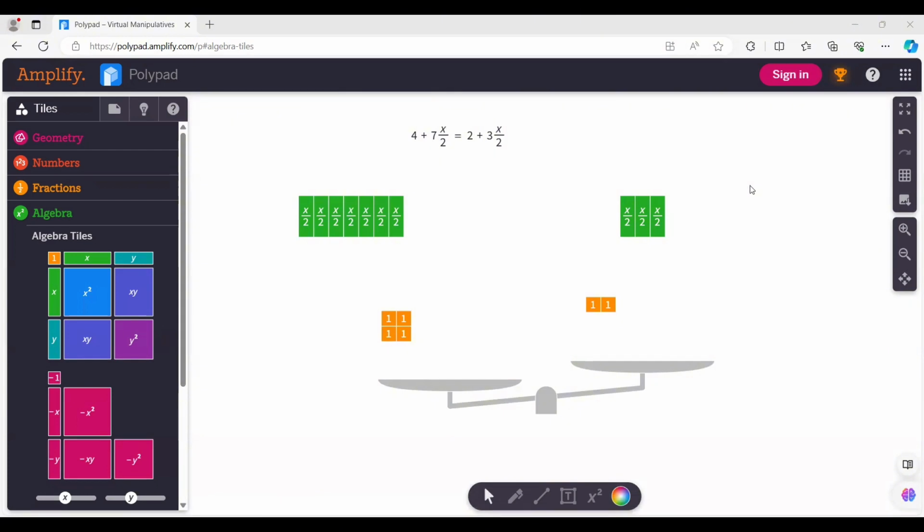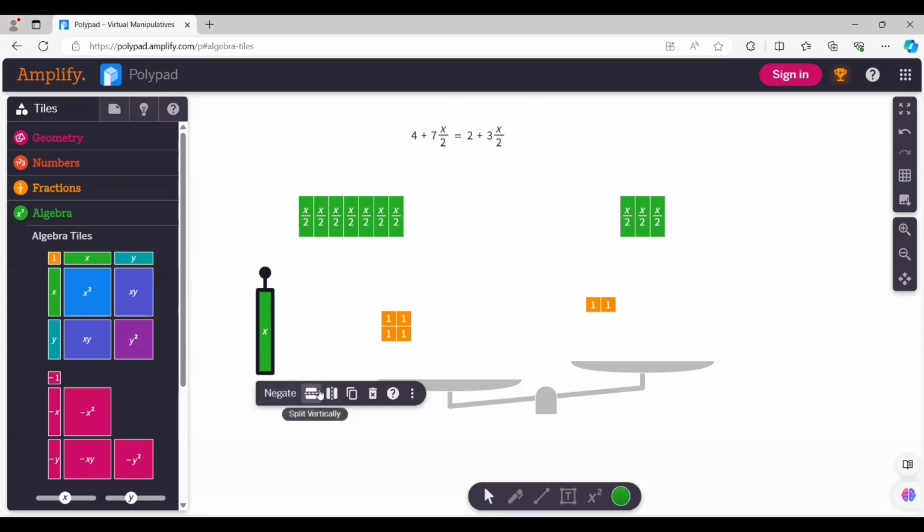This is our new equation. So as usual, we need to use the Polypad to solve these algebra equations. As you can see, this equation is about x divided by 2. It is not x. So how we're going to make this x divided by 2 is very simple. You drag x here, and then you press either the split vertically or split horizontally. As you click, it will become like this. So this is your x divided by 2. It's very simple, right?